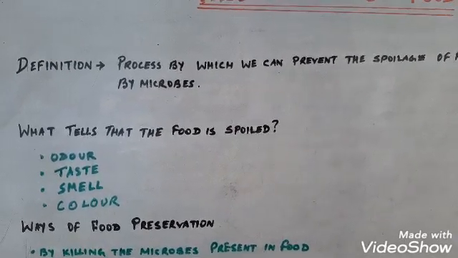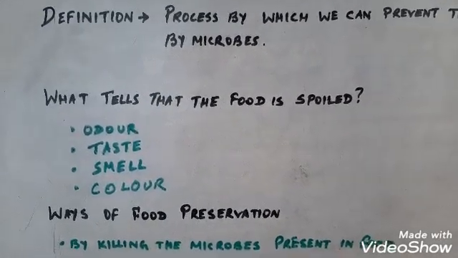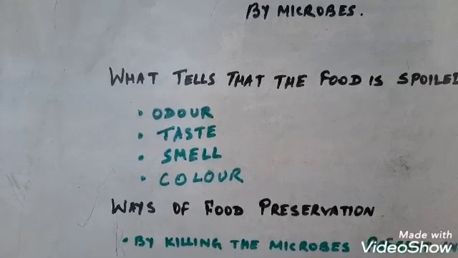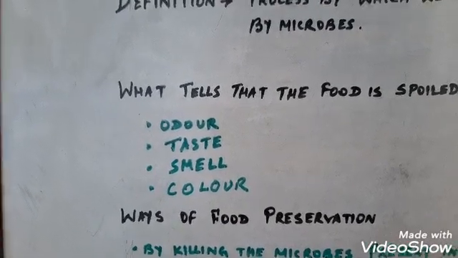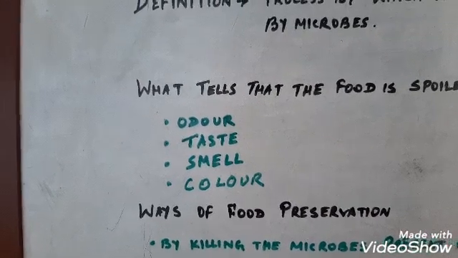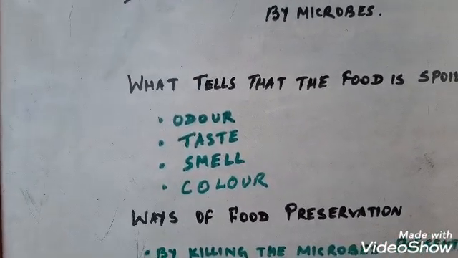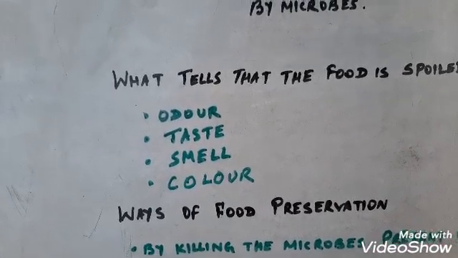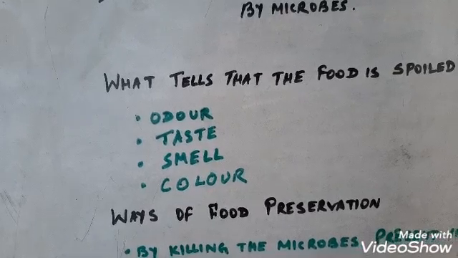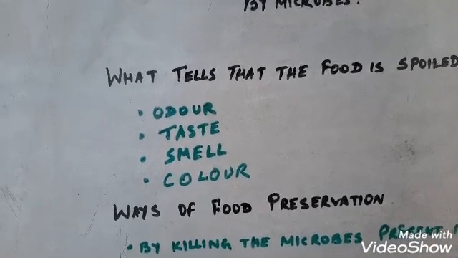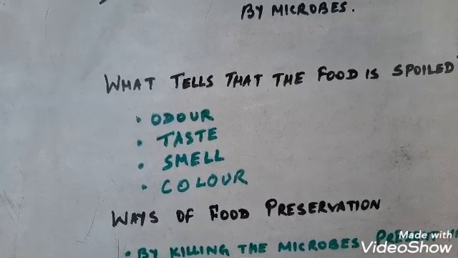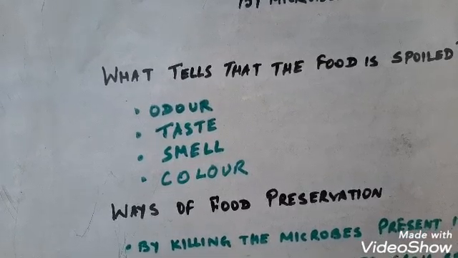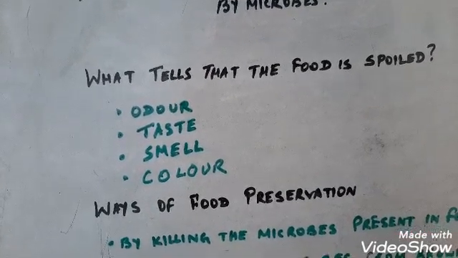Now how will you understand the food is spoiled? It can be said in four ways: by seeing the color, by smelling the odor, and by the taste of the food. Smell or odor is the same. In case of odor, the spoiled food gives out a foul smell like rotten eggs. Taste of the food will change, it will become sour and a bad taste will come. Color of the food will also change. So these are the ways we can understand the food is spoiled.